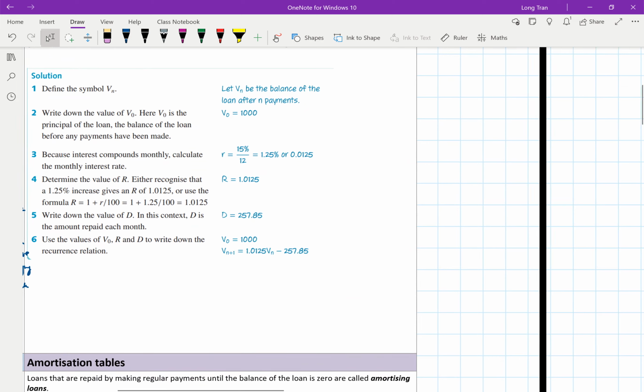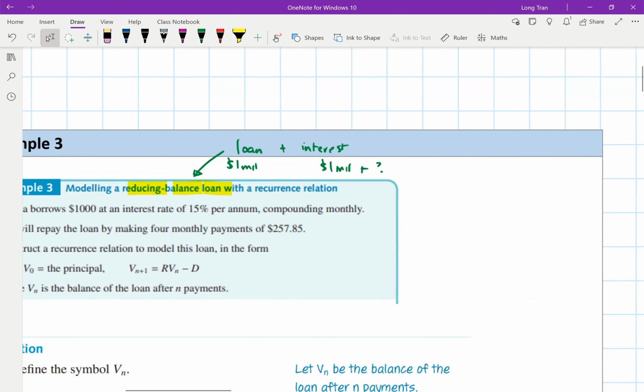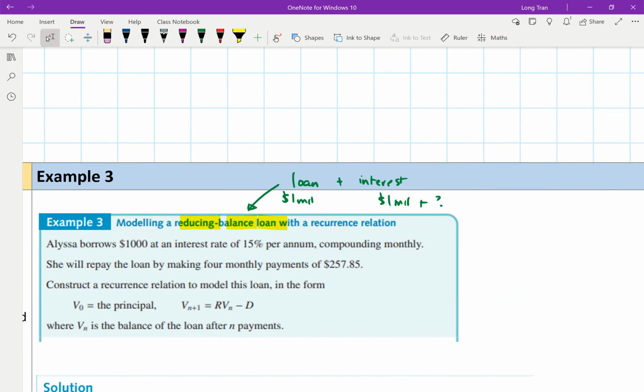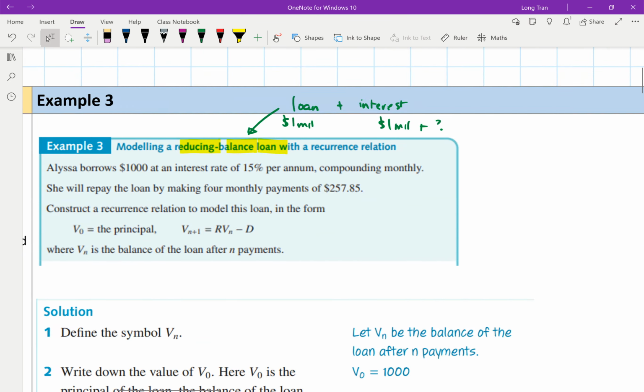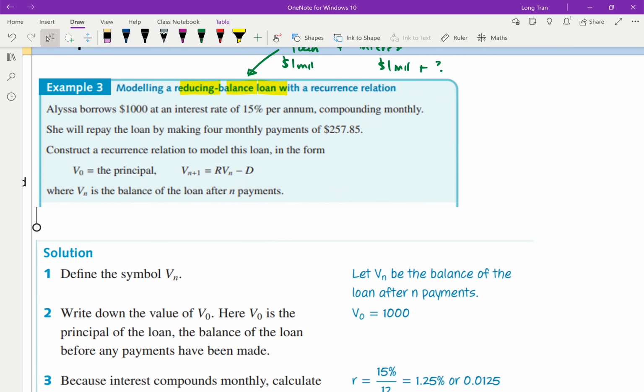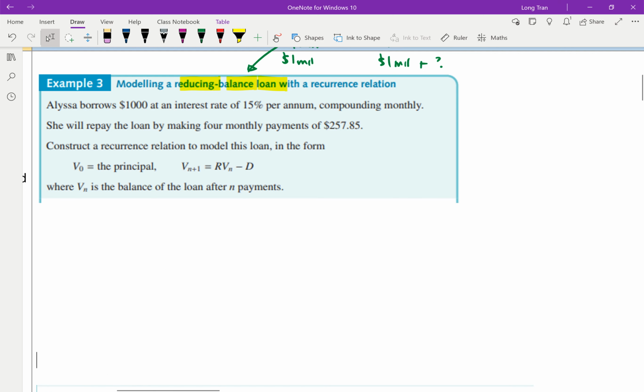Let's do an example so you can understand what I'm trying to say there. This is an example. Alyssa borrows $1,000. Okay, so we've got $1,000. I'm just going to move this down a bit. Here you go. Alyssa borrows $1,000. So you go to the bank, you borrow $1,000. This is how much you borrow, V0. The interest rate says it's 15% per annum. So 15% per annum is the rate that you pay back. So whatever's still left over every year, they will calculate 15% of that.